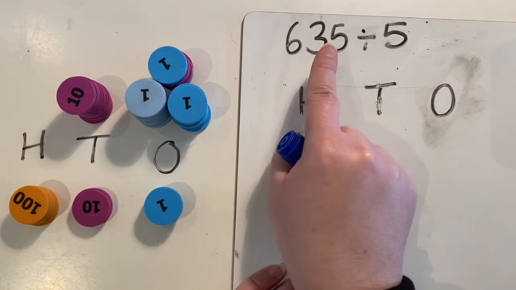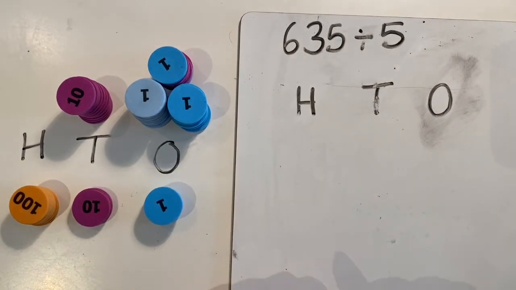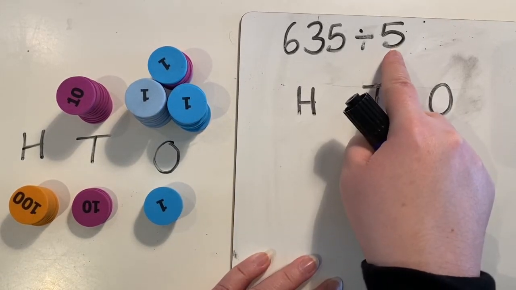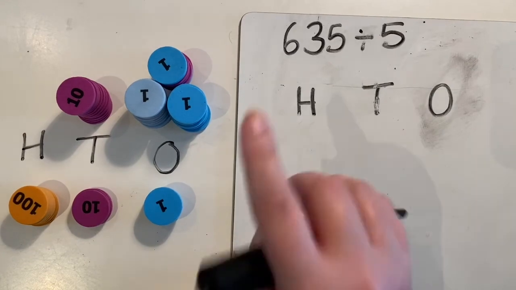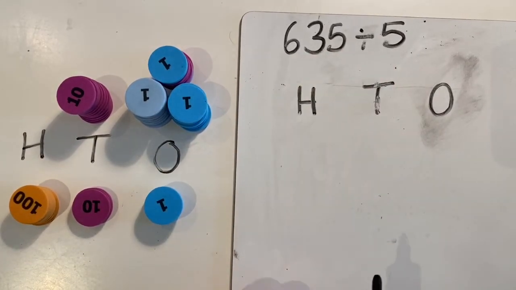In division, the larger number that you are dividing into is called the dividend. And the number you're dividing by is called the divisor. So we have the dividend is 635 and the divisor is the 5. So before I show you bus stop, I want to show you why bus stop works. I want to show the mechanics behind it.